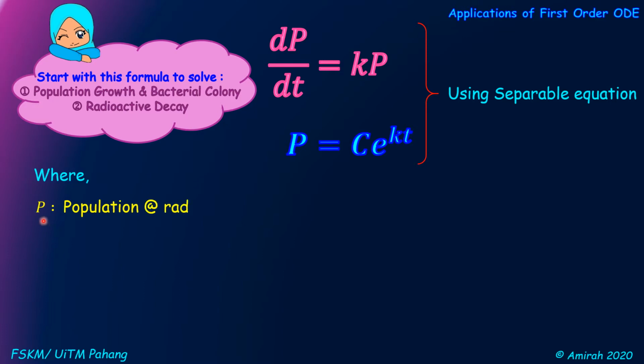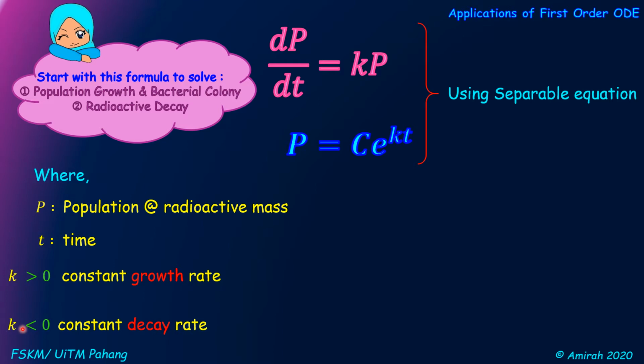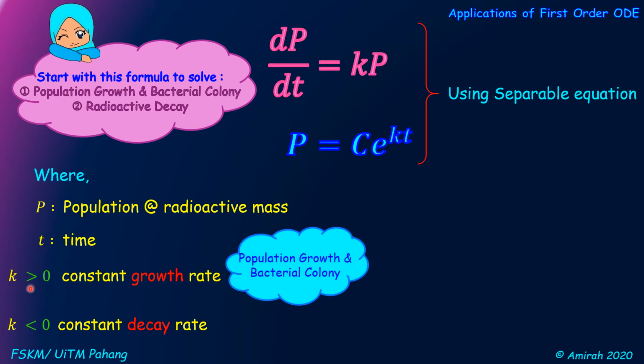Where P equals population or radioactive mass, t equals time, and if k is greater than 0, it means constant growth rate, and if k is less than 0 or negative, it means constant decay rate. For k greater than 0, it is for population growth and bacterial colony, and for k less than 0, it is for radioactive decay.